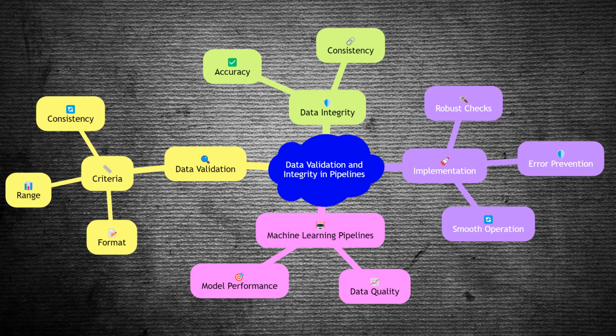Ensuring data validation and integrity is crucial when passing data between steps in a pipeline. Data validation involves checking that the data meets specific criteria, such as format, range, and consistency. Data integrity involves ensuring that the data remains accurate and consistent throughout the pipeline. Implementing robust data validation and integrity checks can help prevent errors and ensure that the pipeline operates smoothly. This is especially important in machine learning pipelines, where data quality directly impacts model performance.